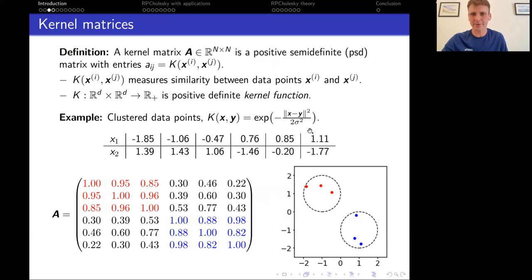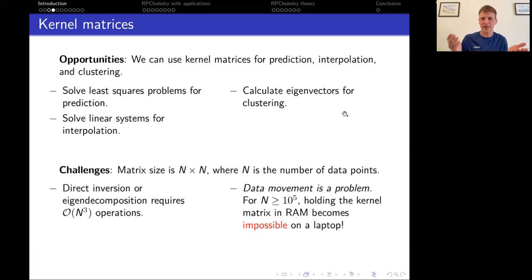There's a lot you could do. And this you might have to take on faith, or maybe you've had exposure to these before. We can use kernel matrices for prediction, interpolation, and clustering. It always boils down to a linear algebra problem. We solve least squares problems for prediction, predicting functions from data input-output pairs. We solve linear systems for interpolation between data points. And we need to calculate eigenvectors for clustering.